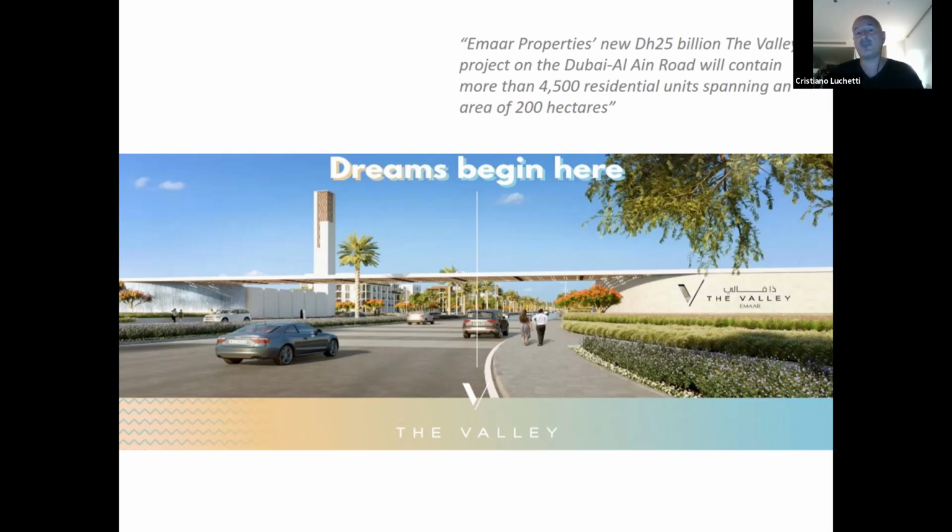There are some projects, probably the most important future project is this one by Emaar Properties. It's a new 25 billion dirham project, the Valley, and for now it has 4,500 residential units planned in the desert of Dubai, in an area of 200 hectares. I heard rumors that the residential units might even reach 15,000 in number.